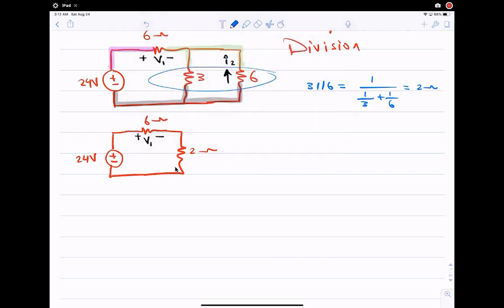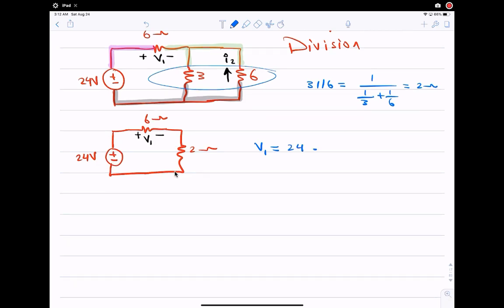So now we can say V1 should equal the voltage source, which is the voltage acting on both resistors, 24 volts, times, now which resistor do I want to find the voltage in? The 6 ohm, and we always multiply by the same resistor, so it's 6 over 2 plus 6, and this should equal 24 over 8, which is 3, times 6, which is 18 volts. Okay, this is V1.